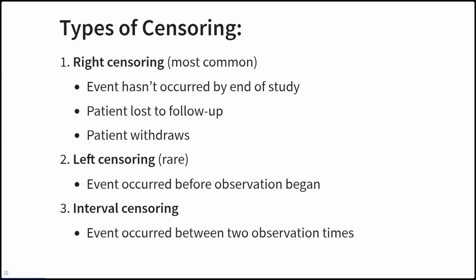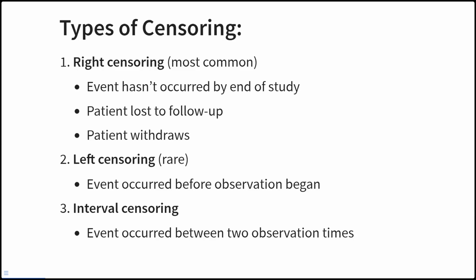Then the next is left censoring, which is very rare. Left censoring occurs whereby the event occurred before the observation began. Before you started your study, the patients had already died or had already left the hospital, things like that. So you have not even started your study and something has already happened to the patient. These are examples of left censoring.